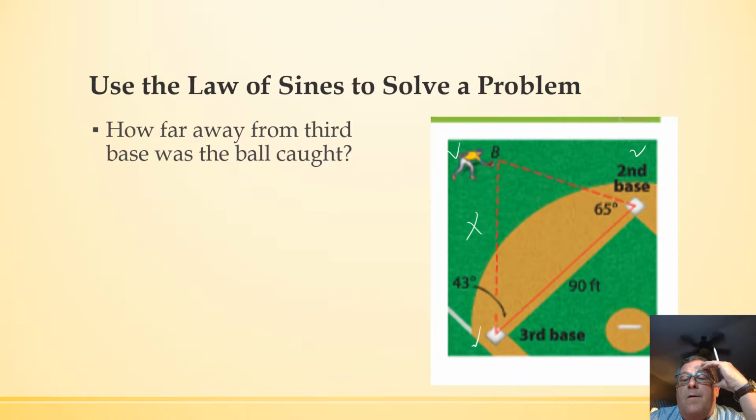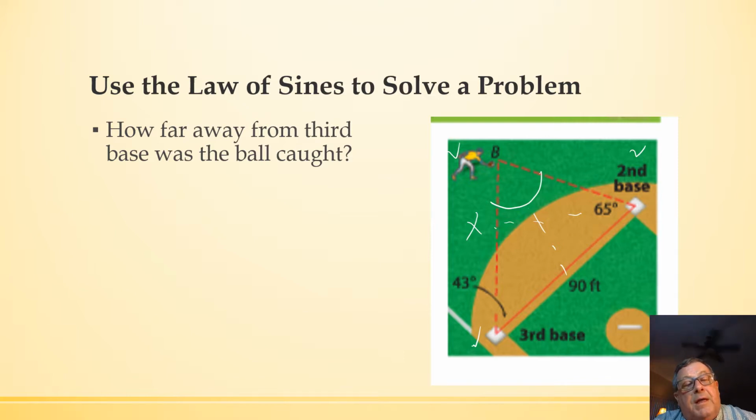Now, how can we use the law of sines? Well, if I knew what angle B was, then I could use the law of sines, the side opposite, and then I know this angle to find that, what we've designated as X, as the side opposite. But I can find out what angle B is because I know the angle at third base and the angle at second base.